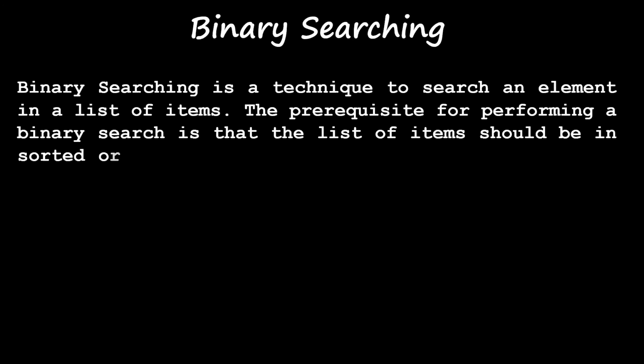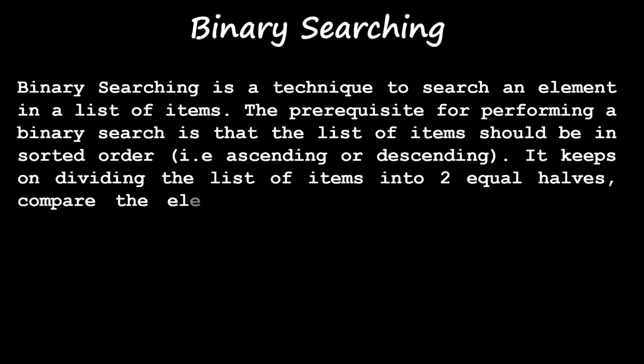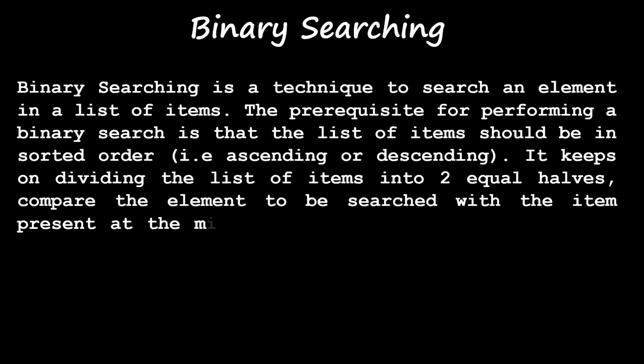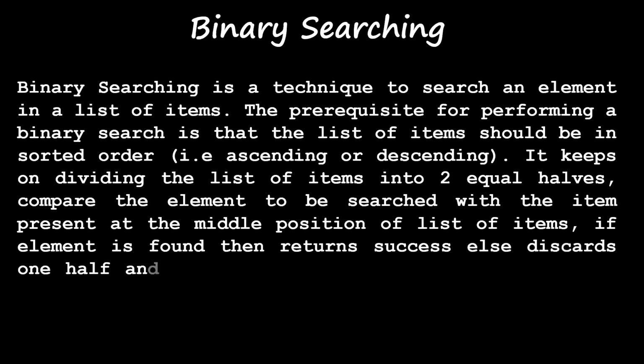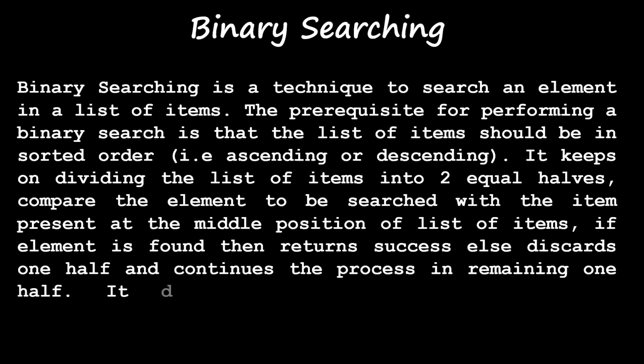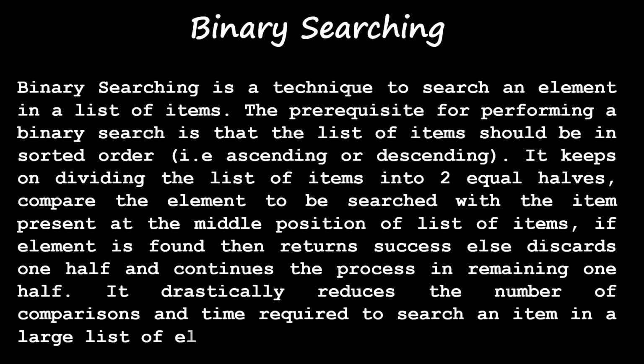The prerequisite for performing a binary search is that the list should be sorted, that is, either in ascending or descending order. It keeps on dividing the list of items into two equal halves. Compare the element to be searched with the item present at the middle position of the list of items. If the element is found, then return success, else discard one half and continue the process in the remaining half.